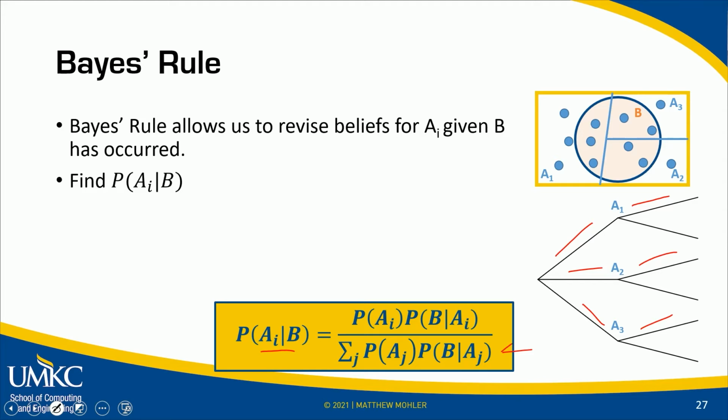And you should recognize this equation here. It's the sum over all j now, so that we have something different from the i. But the sum over all j of the probability of A sub j multiplied by the probability of B conditioned on A sub j. So all we're doing with Bayes' rule is saying take our specific partition relative to all possible partitions, the total probability theorem, to find the probability of A sub i given that B has occurred.